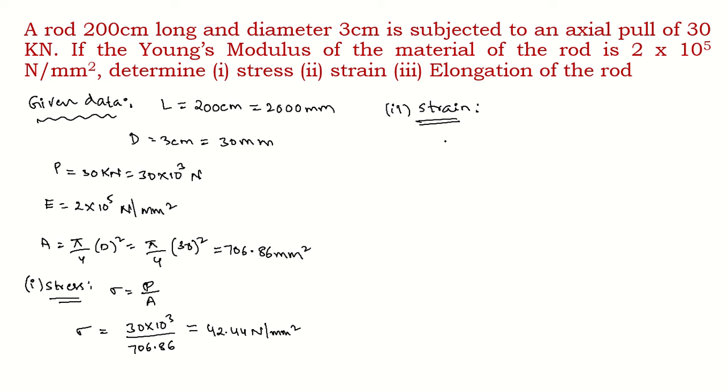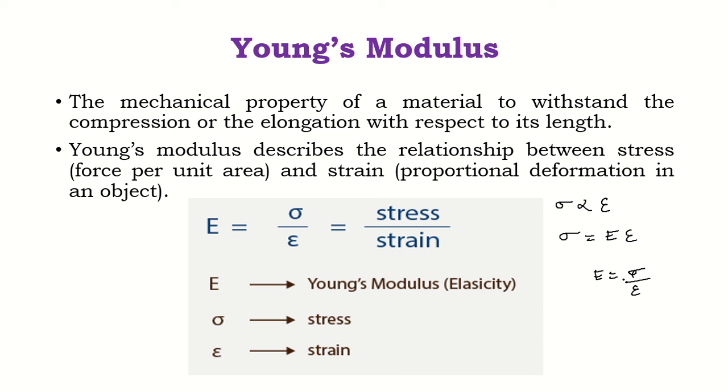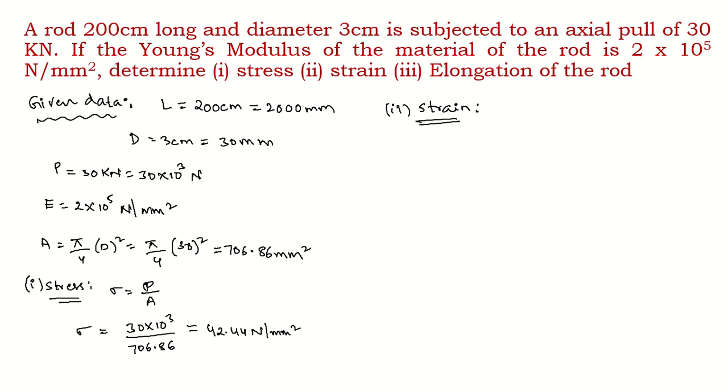So for this strain, you can apply the relation, as we have discussed, sigma is equal to capital E into strain. So from here I can write strain as sigma by capital E, because I have the value of sigma and capital E is given in the question. Generally the formula is Young's modulus is equal to stress by strain. So from here strain will be equal to stress by Young's modulus. So I'll just substitute and get the answer.